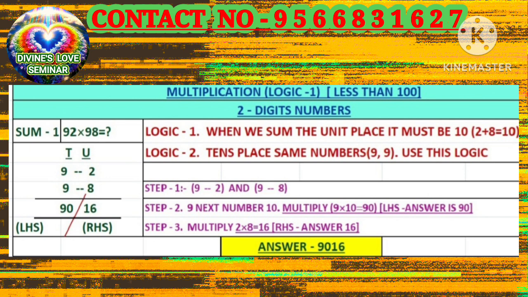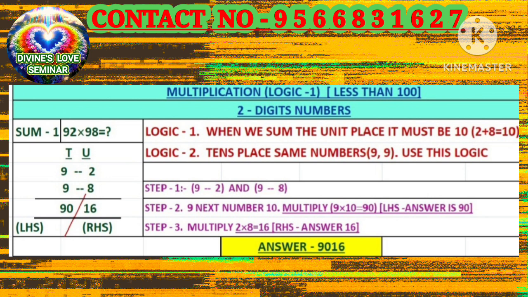Logic 2: the tens place should have the same number, see, 9 and 9. Then use this logic, okay? See the image and write, please. Step 1: put 9, just put 2 hyphens, and put 2, okay? And 9, hyphen, next line 8, okay?